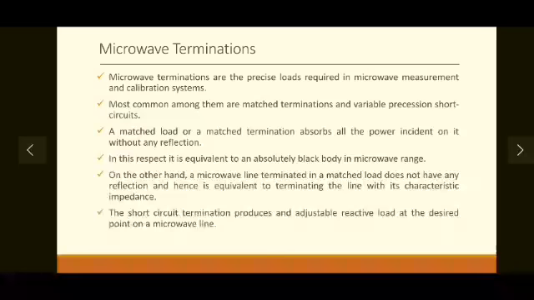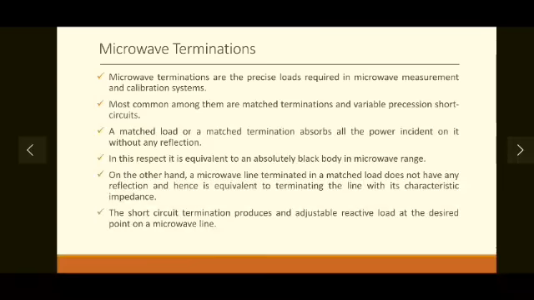At microwave frequencies this is very important because we don't want to reflect any power back into the device. The most common among them are the matched termination, which is frequently used because matched terminations provide maximum power transfer from the device to the output, and variable precision short circuits. Okay, we will see them one by one. A matched load or matched termination absorbs all the power incident on it without reflection. So all the power is absorbed, and that's why it is able to transfer maximum power to the output. In this respect, it is equivalent to an absolute black body in the microwave range.